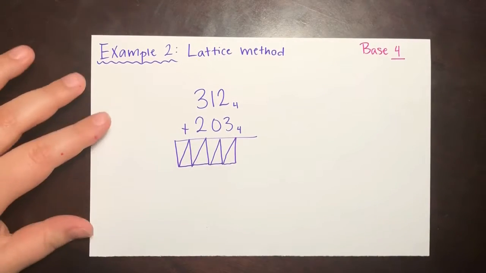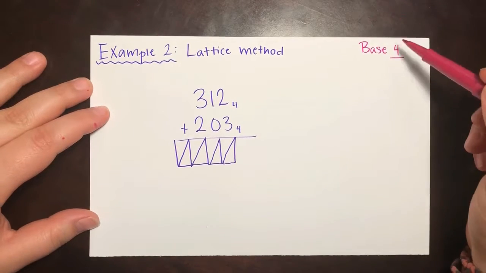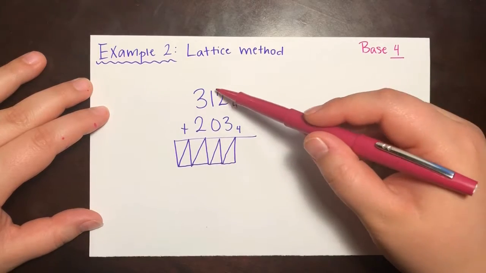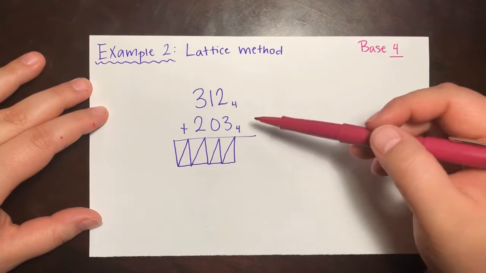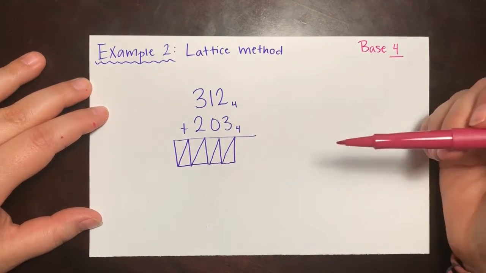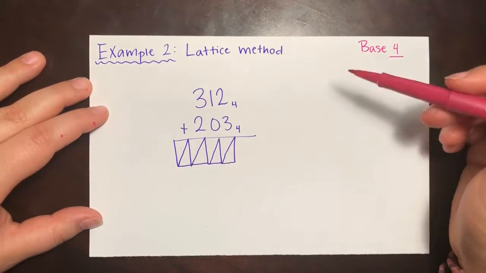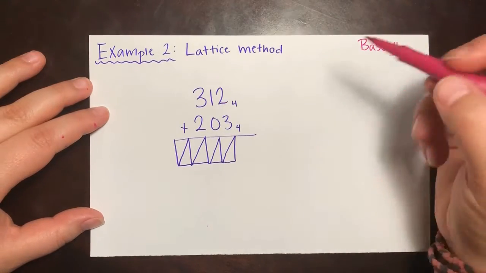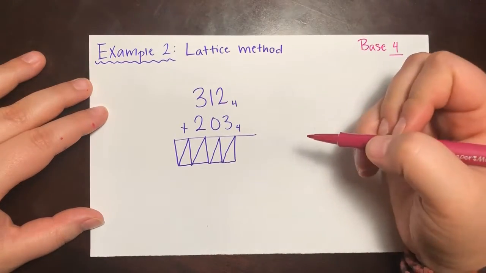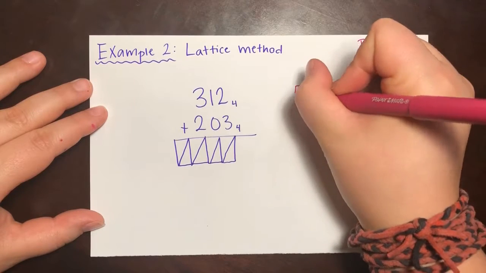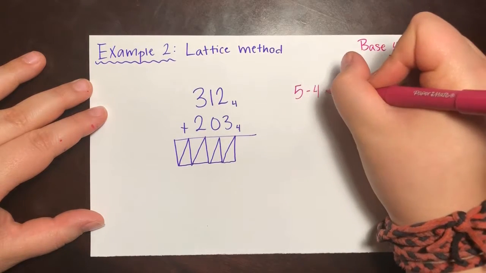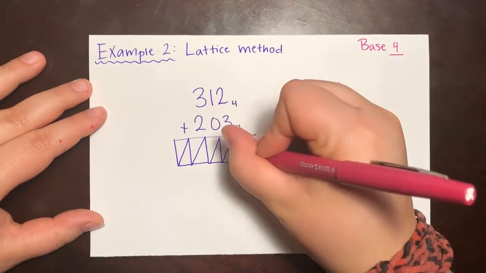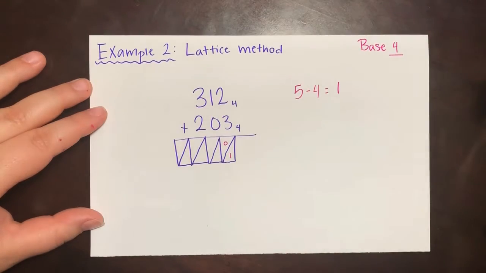So for our second example, we're going to try doing the lattice method and adding 2 numbers that are in base 4. Now we're going to do 312 in base 4 and 203 in base 4. And I already drew our lattices down here. So let's start with 3 plus 2. We know that that's 5, and 5 is higher than 4. And since we're base 4, we subtract 4 from 5, and that gives us 1. So we put a 1 down here and a 0 because that's a single digit.